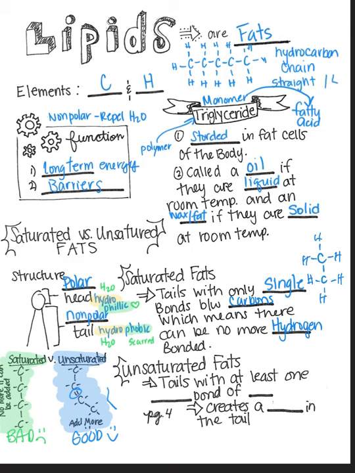Unsaturated fats, okay? Tails with at least one double bond of carbon. And this creates a kink or a turn in the tail. Again, saturated fats are bad, unsaturated fats are good.